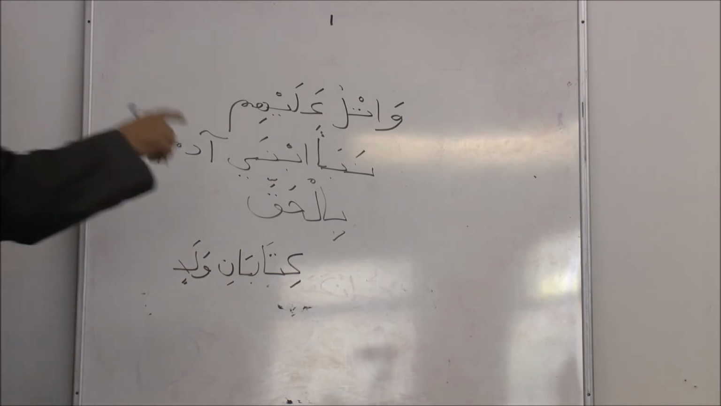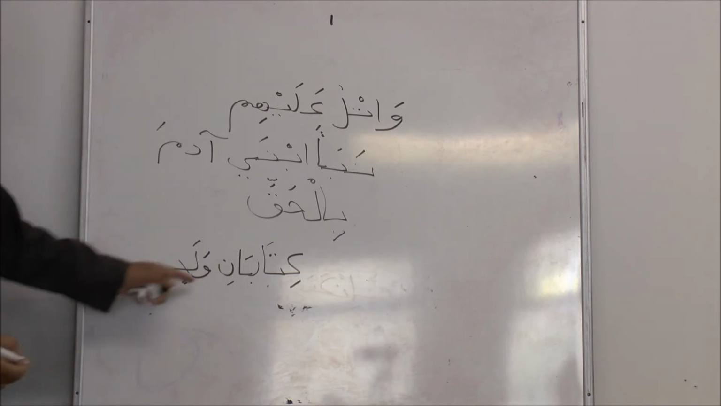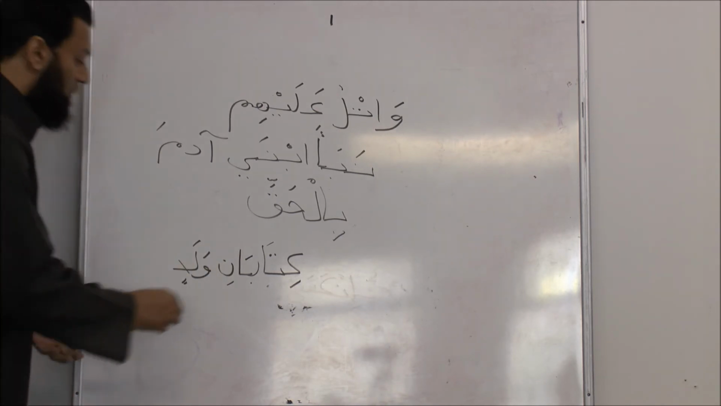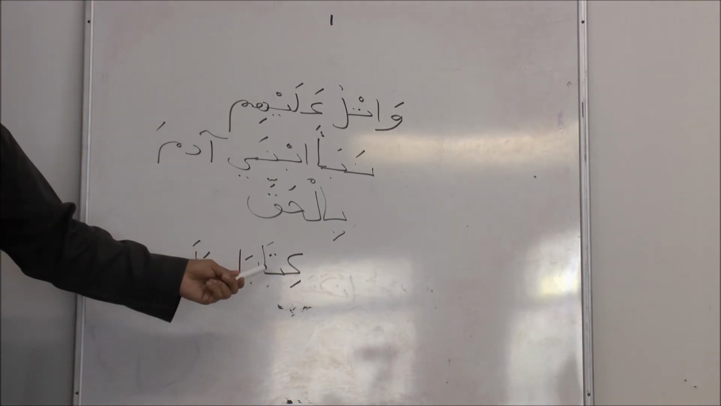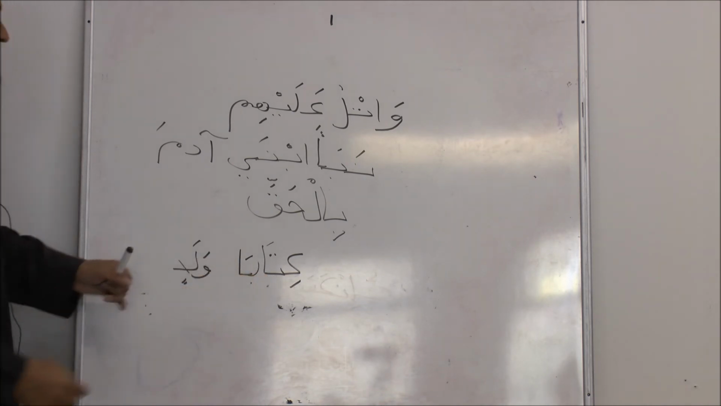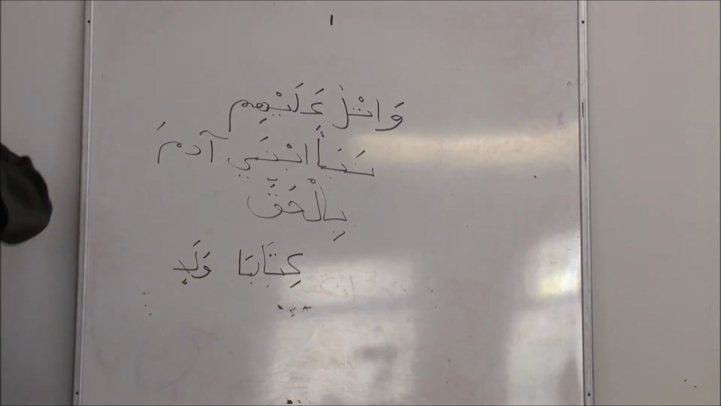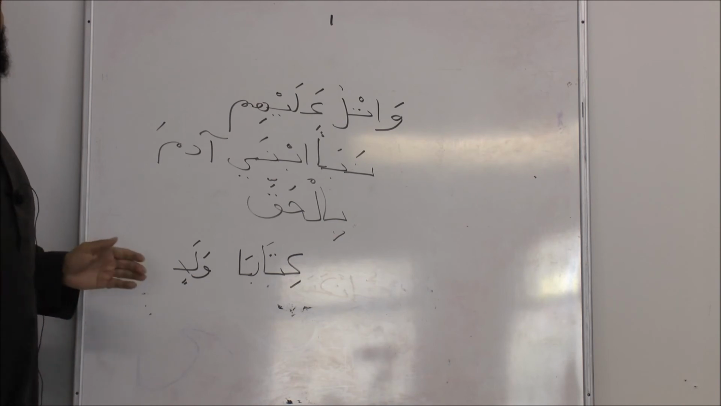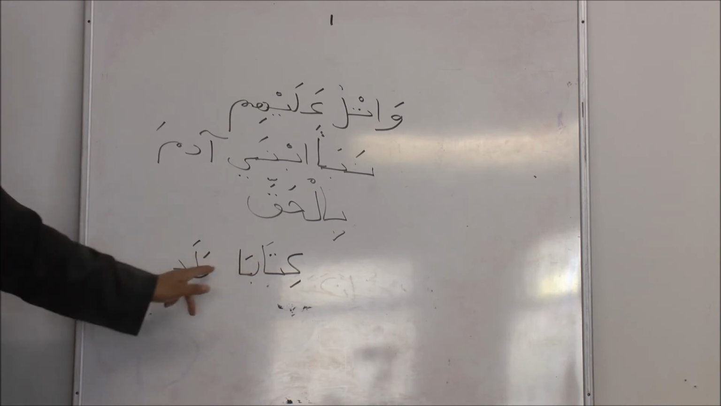Except that that's not correct. Why? Remember, we have mentioned this. What happens to this noon? You drop the noon when the dual is the first noun in an idafa. So it becomes kitaba waladin. Two books of a boy.